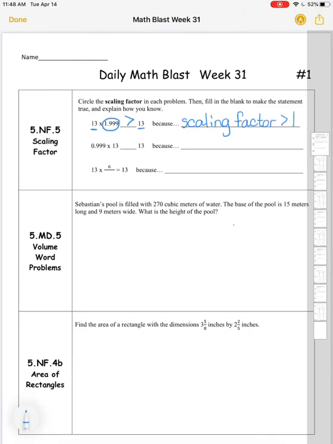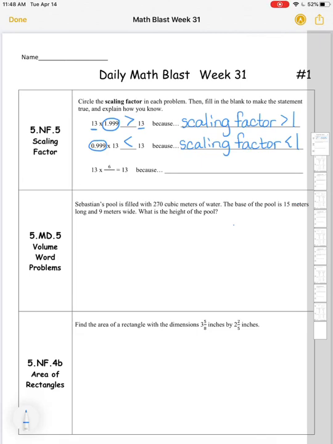is greater than 1. Now in this next one we have a scaling factor of 999 thousandths. That is less than 1. So right here notice my scaling factor is less than 1. So when I multiply my 13 by a scaling factor less than 1, the product will be less than that 13 that we started with. And again, the reason there would be our scaling factor is less than 1.